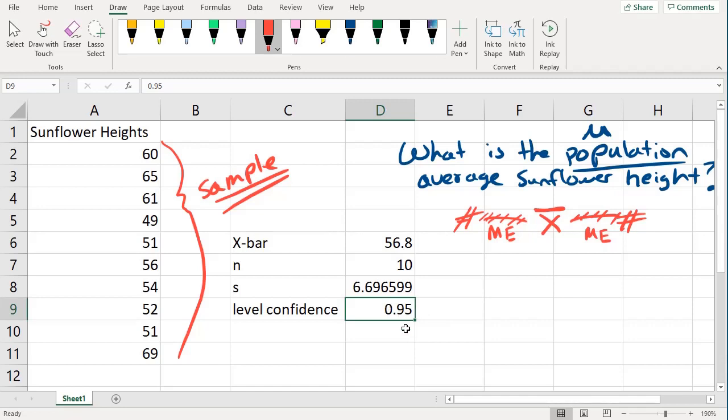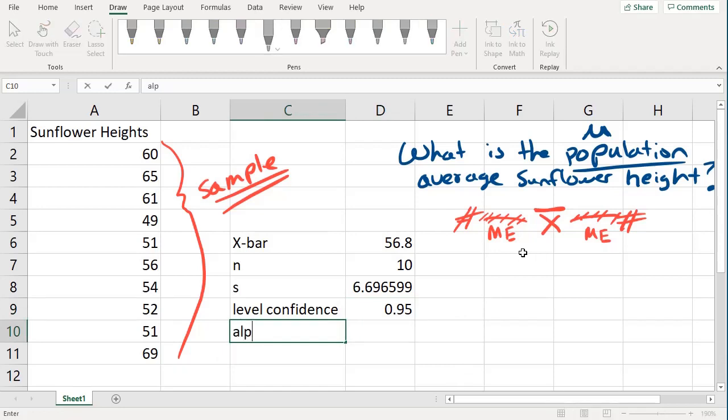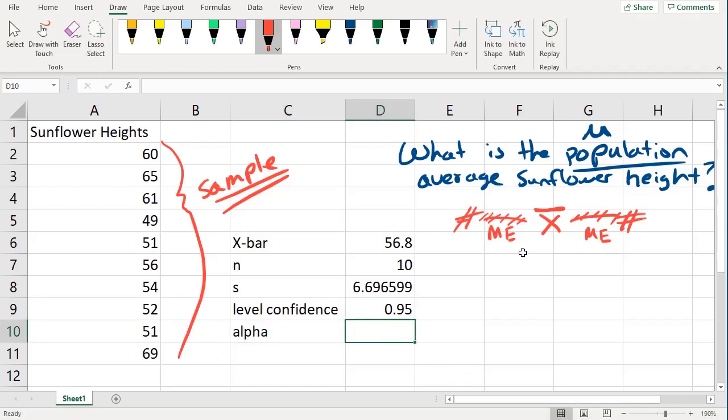So we want it to be somewhat close to 1. You can't be 100% confident because that interval would basically be any number between negative infinity and infinity, right? So not 100%, but something you can be 0.999% confident, etc. Okay. Next thing you have is alpha. Alpha is just 1 minus whatever your confidence level is.